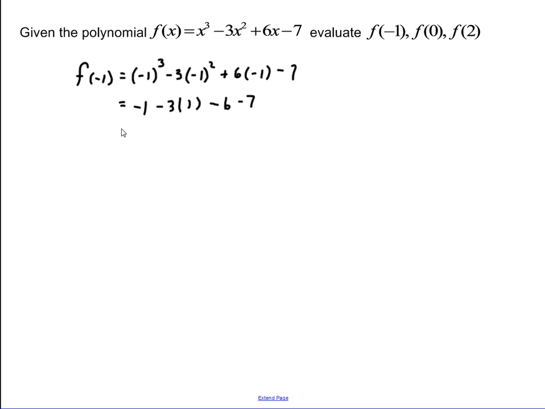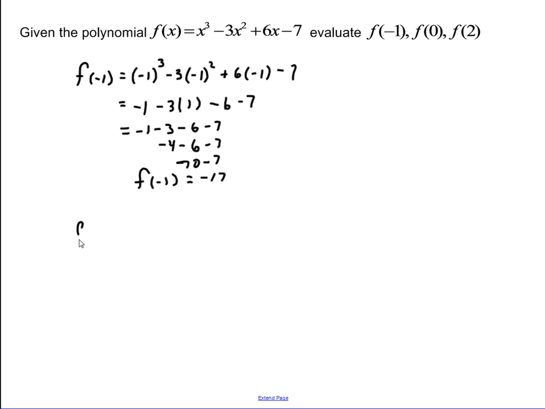So if we continue on with our problem, we're going to be taking -1 minus 3 minus 6 minus 7. We just got a string of negative numbers right here, so it's just like adding them up. This becomes -4 minus 6 minus 7, which would be like saying -10 minus 7, which is going to be the same thing as -17. So f of -1 is equal to -17.